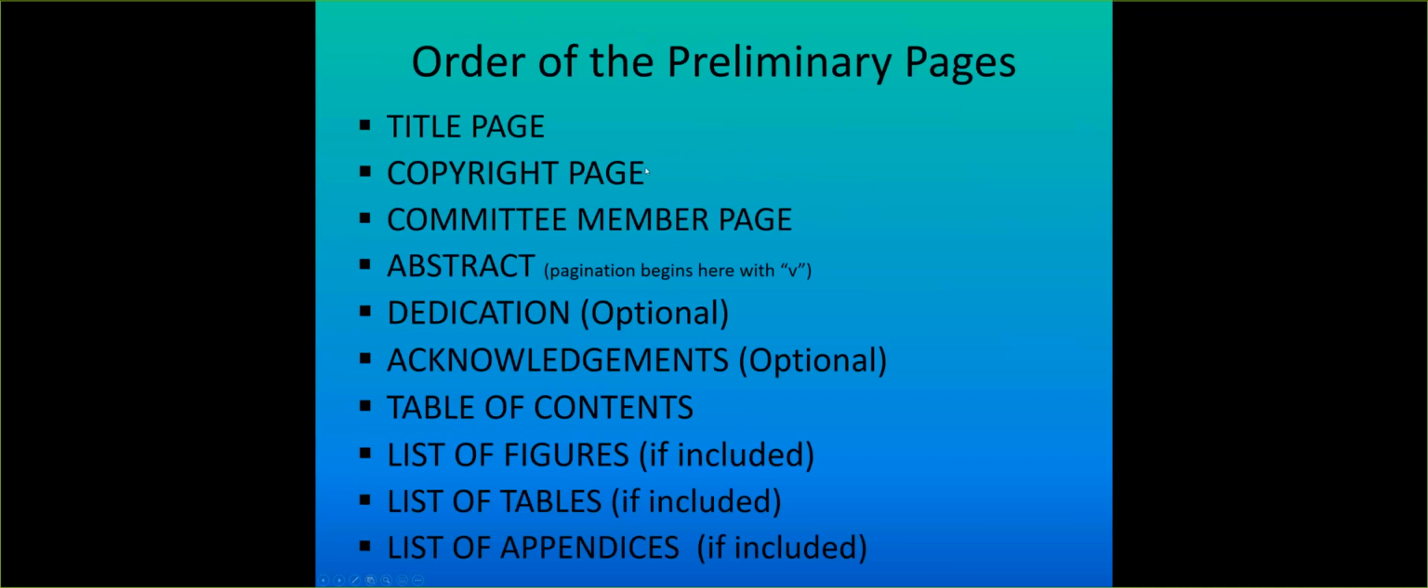So a dissertation and thesis will have the same order of the preliminary pages. Going to have a title page, a copyright page, committee member page, an abstract, and this is where you begin to paginate or put your page numbers. Page numbers should not be on pages before the abstract, and it starts with the Roman numeral 5.